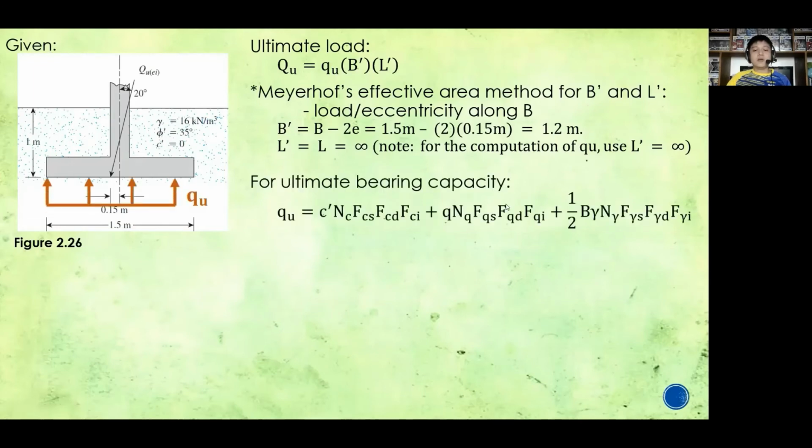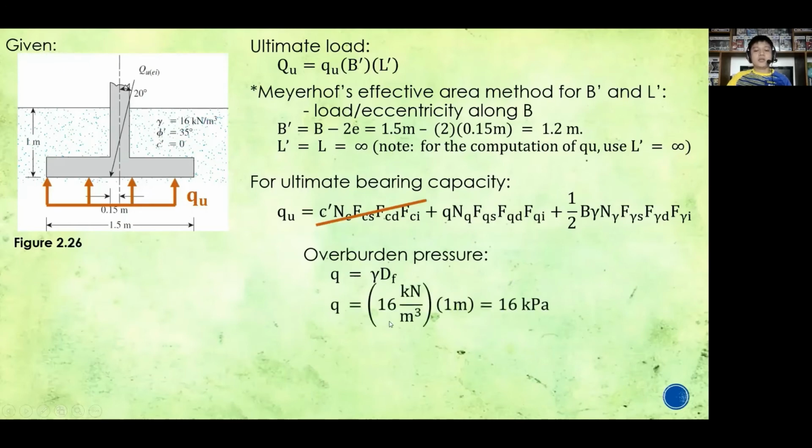So for the ultimate bearing capacity, our QU, again, C prime is 0, therefore eliminating our first term. For our overburden pressure, there is no modification because there is no shallow groundwater table. Q is equal to gamma times Z or dF, that is 16 times 1, or 16 kilopascals.